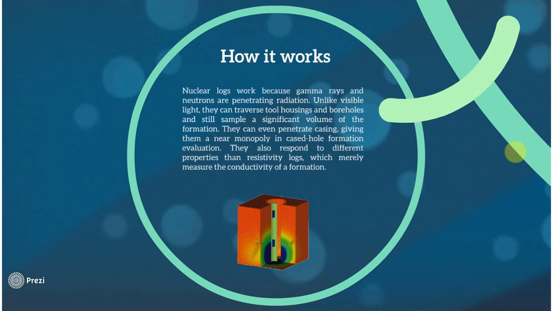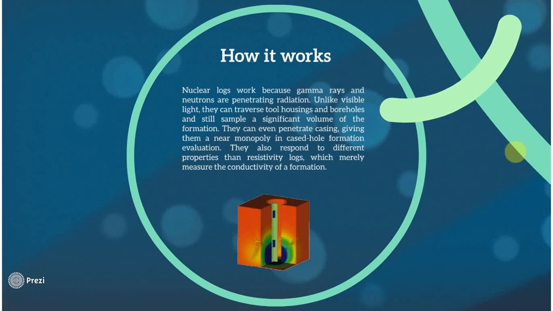Let's define how it works. Nuclear logs work because gamma rays and neutrons are penetrating radiation. Unlike visible light, they can traverse tool housings and boreholes and still sample a significant volume of the formation. They also respond to different properties than resistivity logs, which measure the conductivity of a formation.